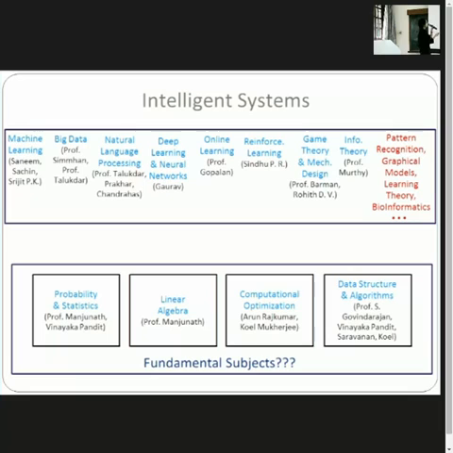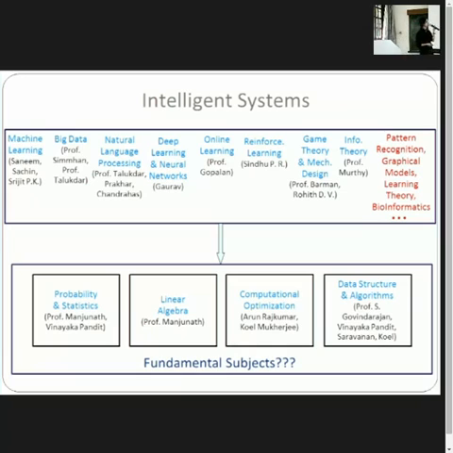Now you might be wondering: these are the high-level topics, the areas of research, but what are the fundamental subjects we should study to get our intuitions correct, to pursue research in this field? It's definitely probability and statistics, which Professor Manjunath talked about. And then there's linear algebra, which again Professor Manjunath talked about. These are fundamental subjects for any area of research in computer science.